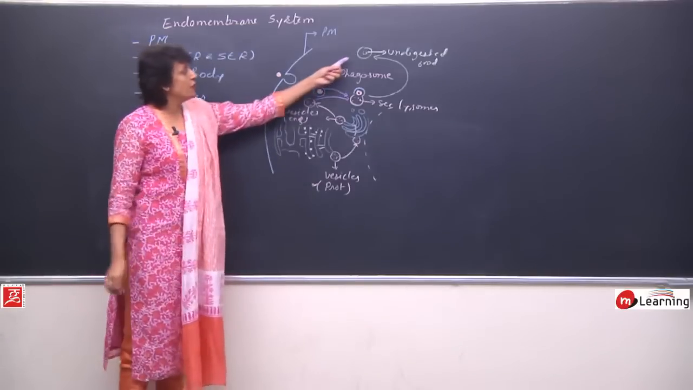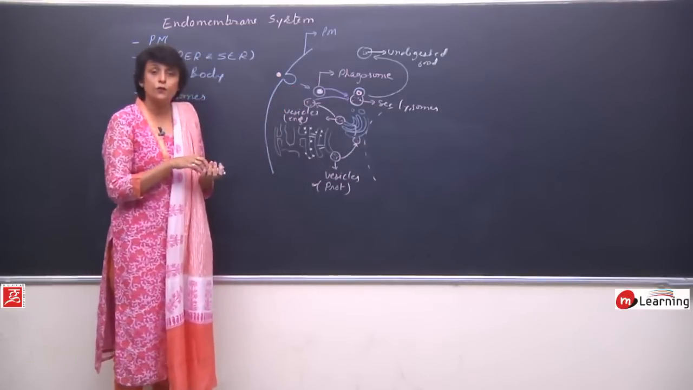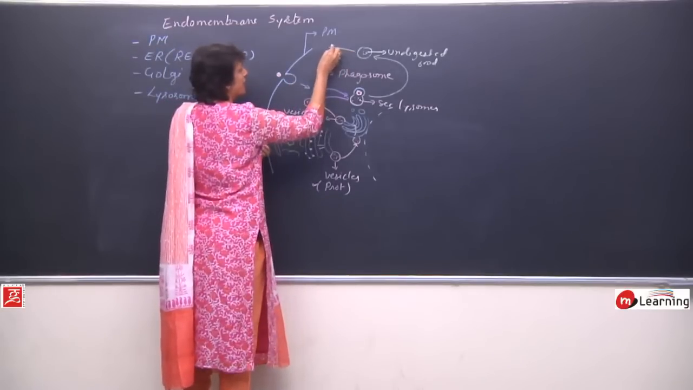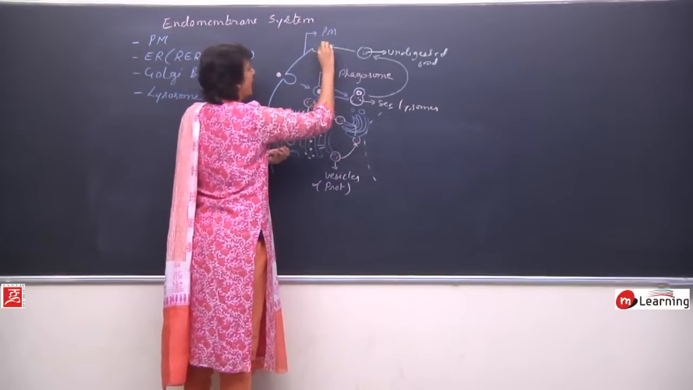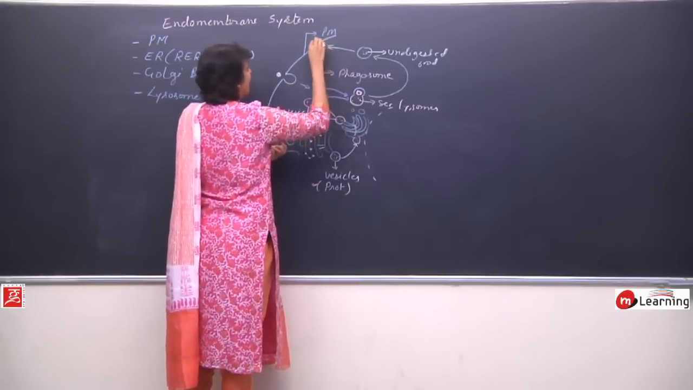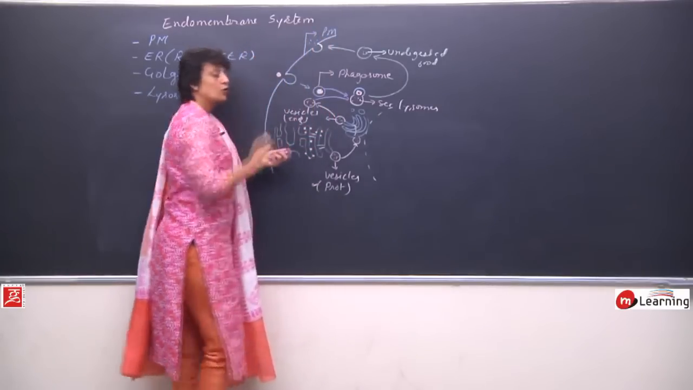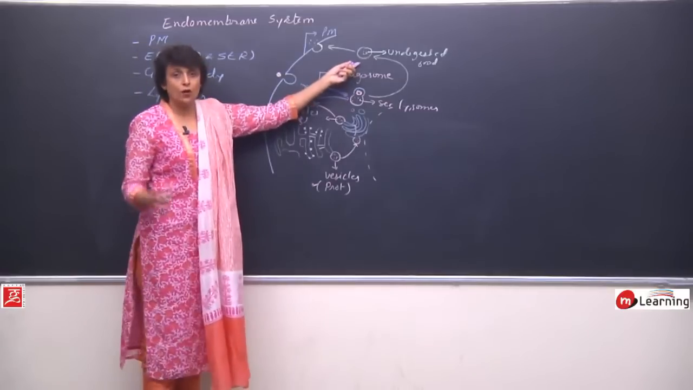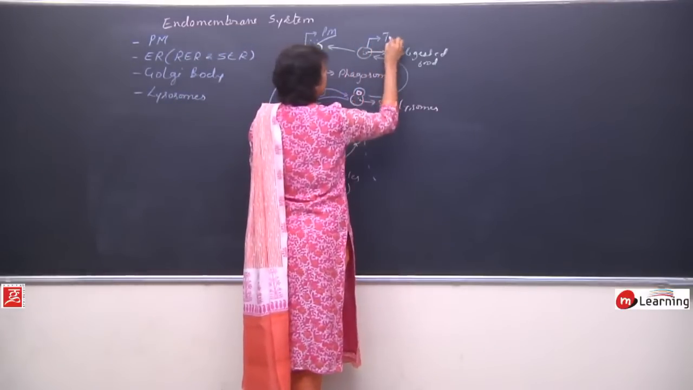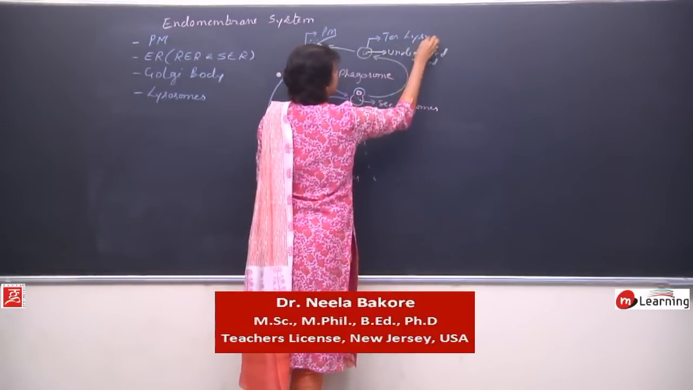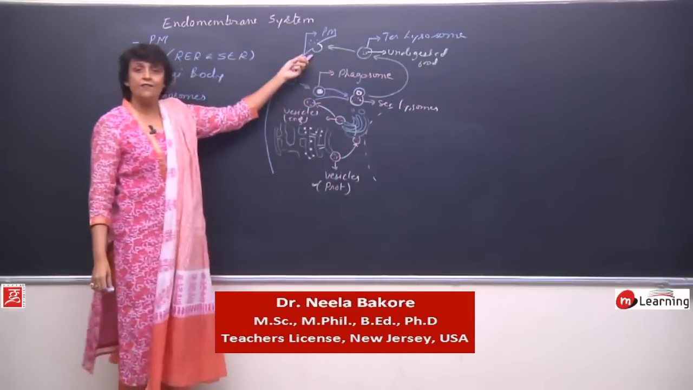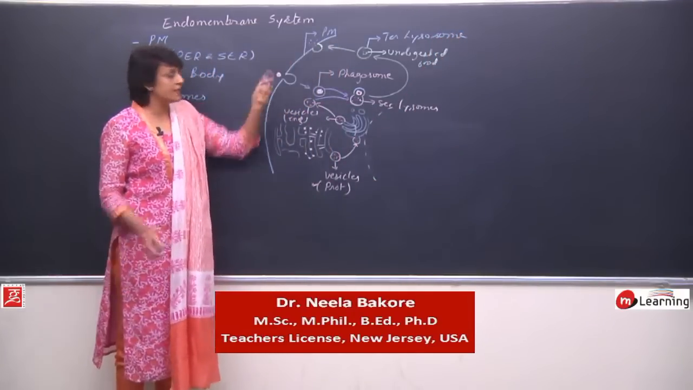What needs to be done with this undigested food? It should be thrown out of the cell. So this structure will again come closer to the plasma membrane and will open here, and this undigested food will be thrown out. So the vesicle or the structure which is having the undigested food is the tertiary lysosome. And this is egestion, the removal of undigested food.